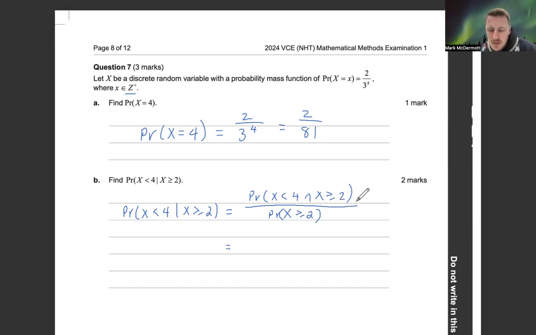Okay, let's think about this numerator because this might simplify. What's the probability it's less than 4 and greater than or equal to 2? So I like to draw a number line sometimes. So, 1, 2, 3, 4. It has to be less than 4 and greater than or equal to 2.